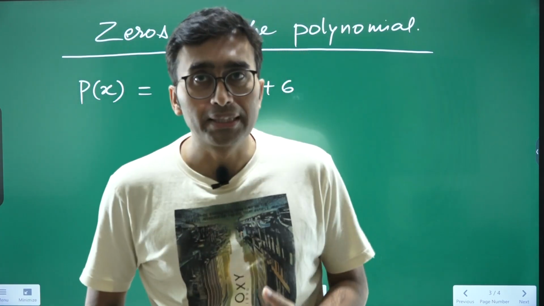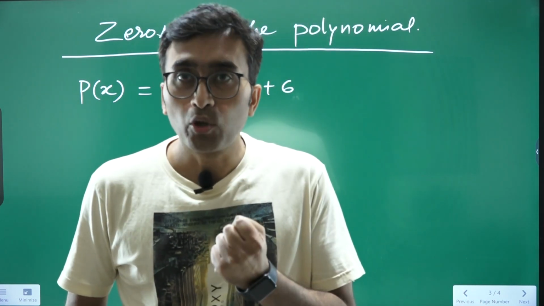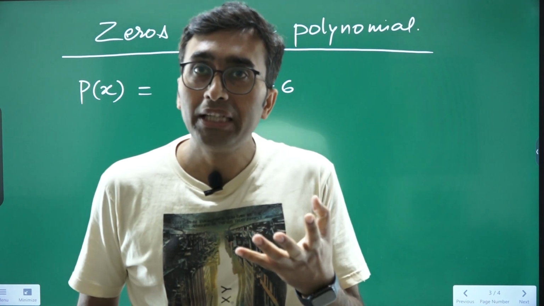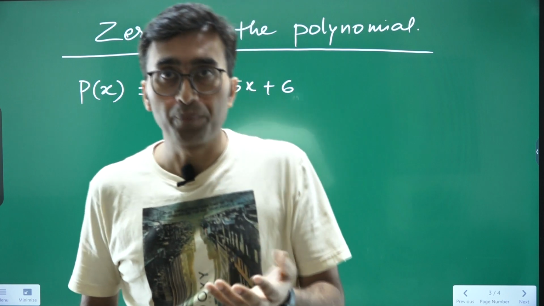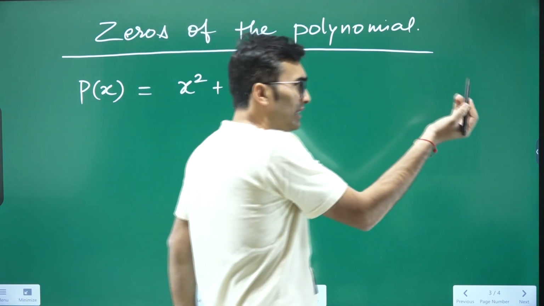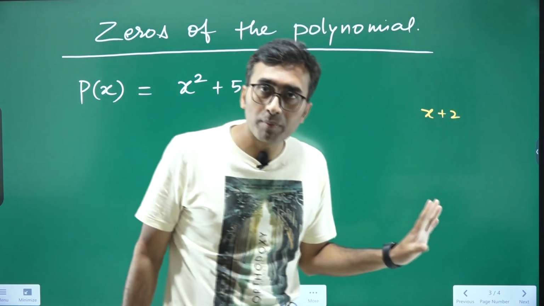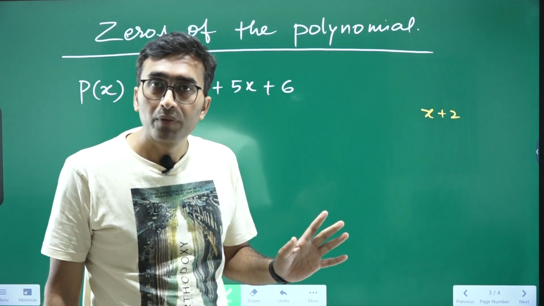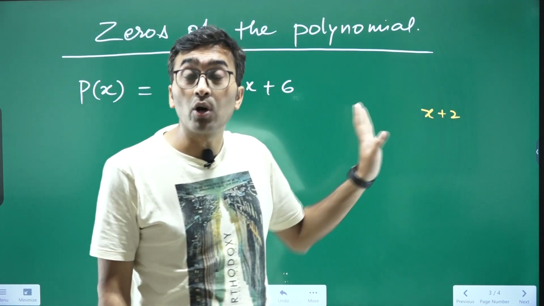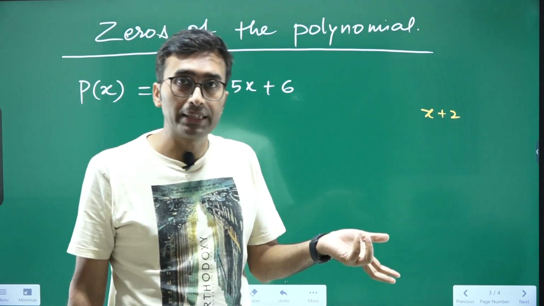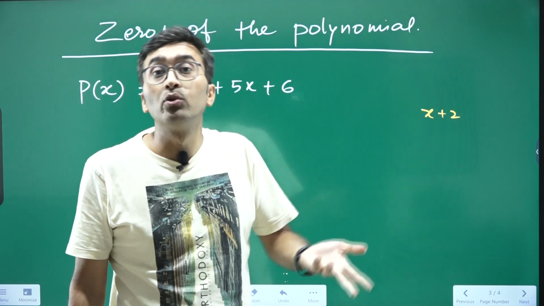Now we are going to discuss what is the zero of a polynomial. The zero of the polynomial is that value of x which, if I substitute in that polynomial, makes it 0. Let's take an example: x plus 2. This is a polynomial because it contains two terms, and the power of the variable is a whole number. Now we have to find the zeros of it.